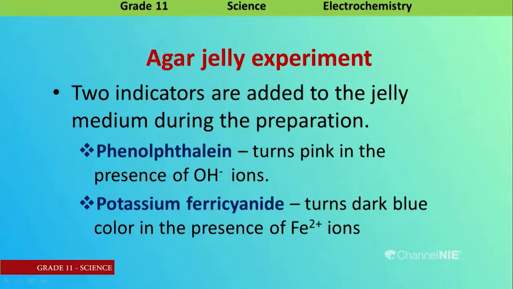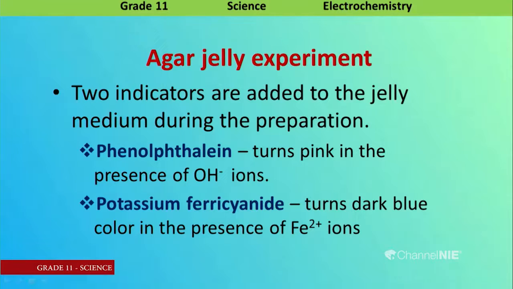add two indicators to that. The two indicators are phenolphthalein and potassium ferricyanide. Phenolphthalein, as you normally know, turns pink in the presence of hydroxyl ions. Potassium ferricyanide turns dark blue in the presence of ferrous ions.